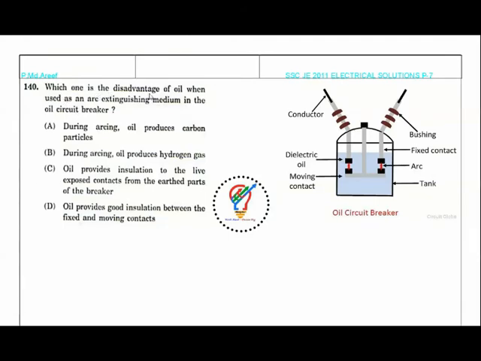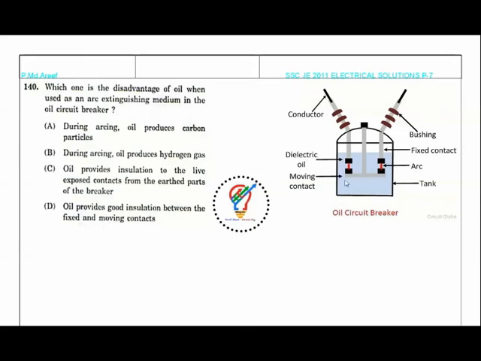Which one is the disadvantage of oil when used as an arc extinguishing medium in the oil circuit breakers? During arcing, oil produces carbon particles. During arcing, oil produces hydrogen gas. Oil provides insulation to the live exposed contacts from the other parts of the breaker. Oil provides good insulation between the fixed and moving contacts.